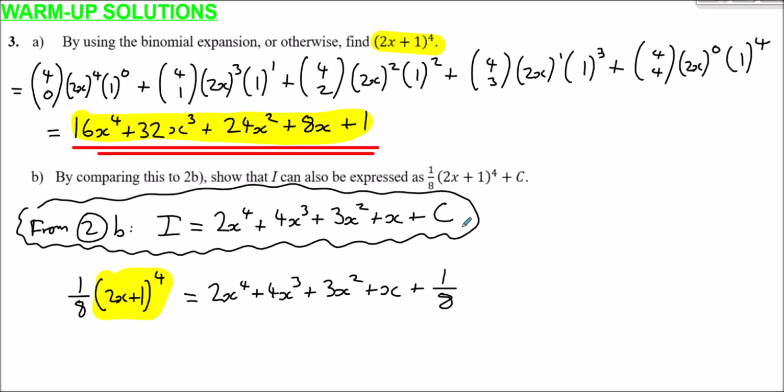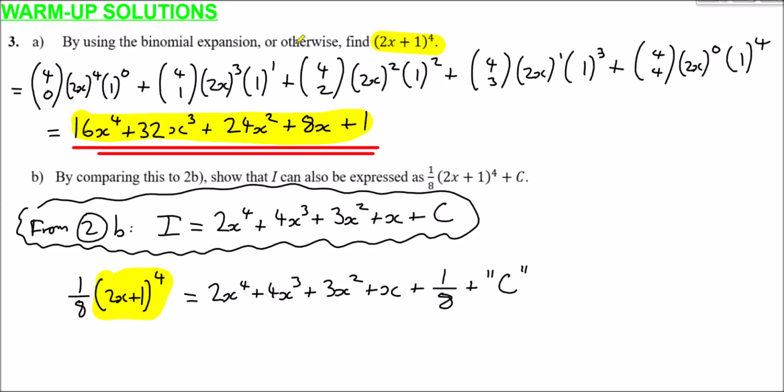Now at this stage you might be thinking, well, that's not quite the same. It's almost the same as what I had from 2b. The 2x^4 matches, x cubed matches, 3x squared matches, the x matches. But this arbitrary constant of integration, of course, isn't necessarily the same as 1/8. But what we want to show is the same as 1/8 of this plus some arbitrary constant. So this 1/8 basically can match to c, by just putting in, for example, a different c, because c is just an arbitrary constant of integration.